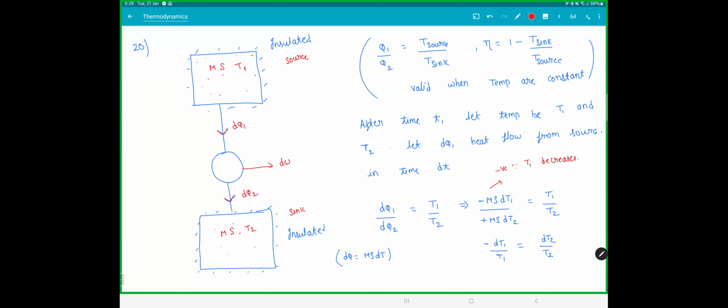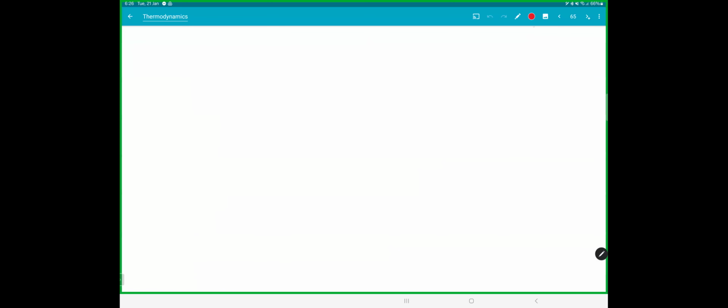Should be same. Why? If it is not same, the heat will continue to flow till the engine stops working. So finally, when both the temperatures become the same, the engine will stop working. So now the limits would be like this. Minus dt1 by T1 is dt2 by T2. Limits: initial temperature is 2 T naught. Let the final temperature be Tf. This is T naught, final temperature is Tf.